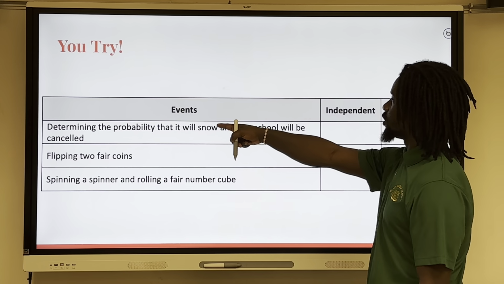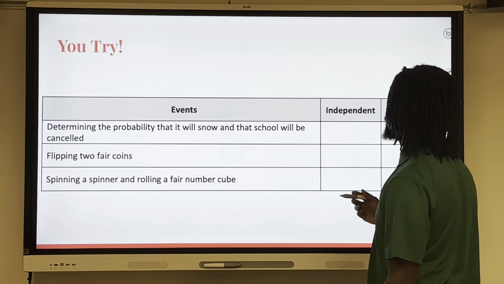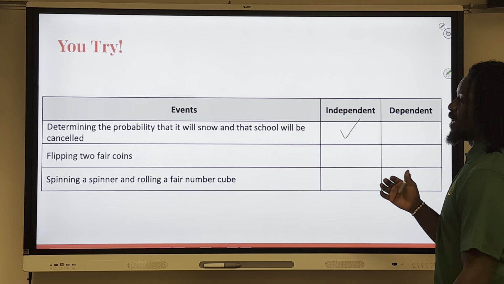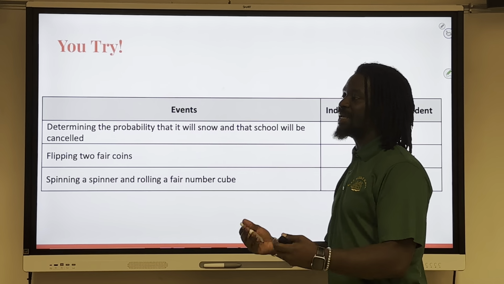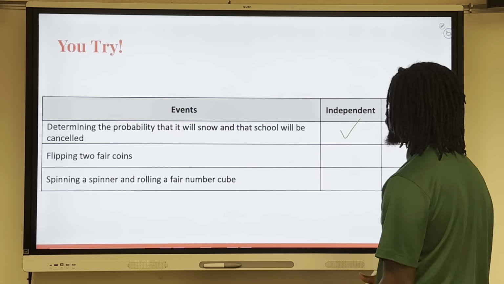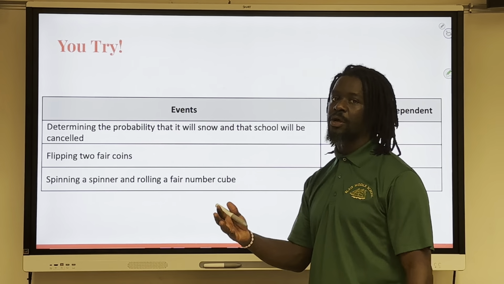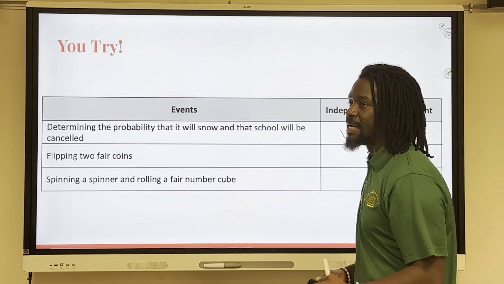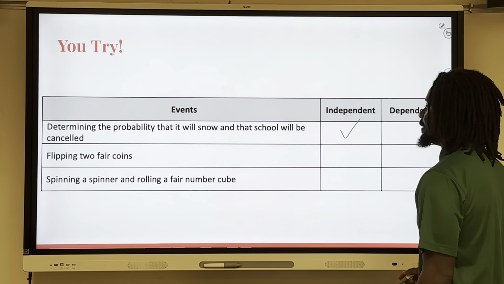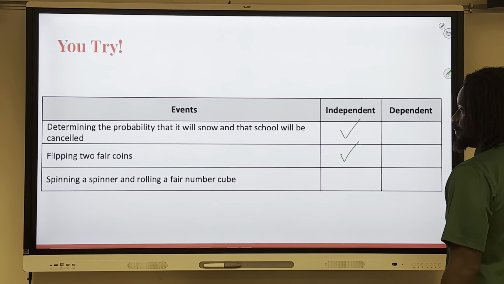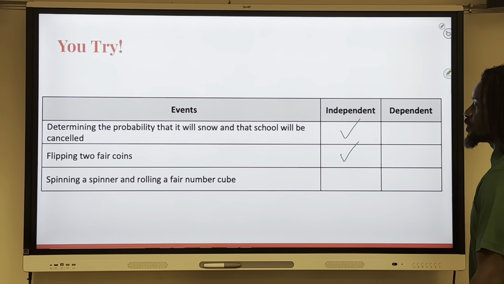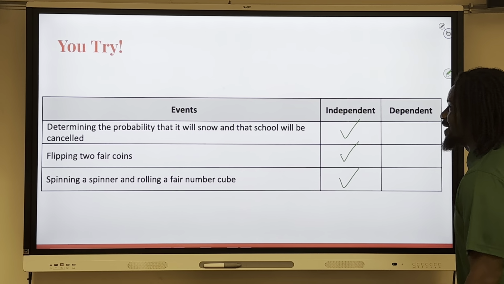All right, determine the probability that it will snow and that school will be canceled. Is that independent or dependent? That is independent, right? Whether or not it's going to snow, the chance doesn't change based on the day before, okay? So flipping 2 fair coins, when it says fair coins, that just means 2 regular coins, right? It has heads and a tail. It doesn't have 2 heads or whatever. That one is also independent, okay?